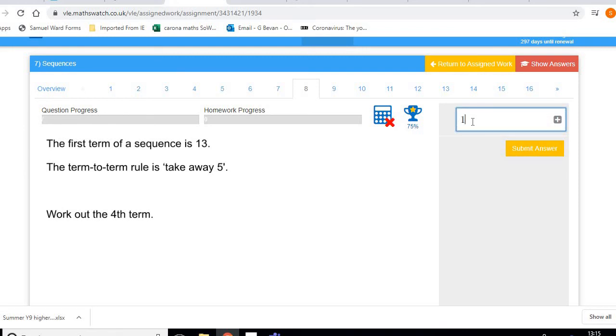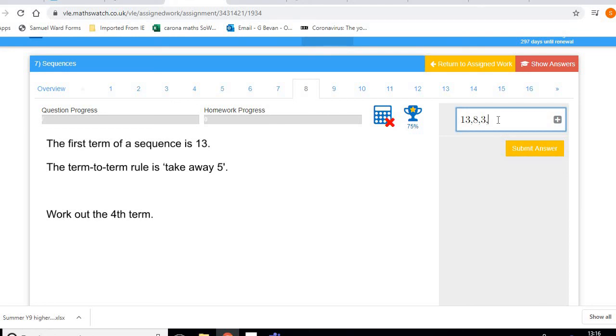Okay, so the first term is 13. Then I'm going to take away 5 from 13, which would give me 8. Okay, I've got 2 terms now. Then I'm going to take away 5 from 8, which is going to give me 3. Okay, and then I've got another term now to work out, the 4th term. So if I take away 5 from 3, I'm going to get a negative number. So imagine the temperature is 3 degrees and it falls by 5 degrees. Okay, where would it end up?